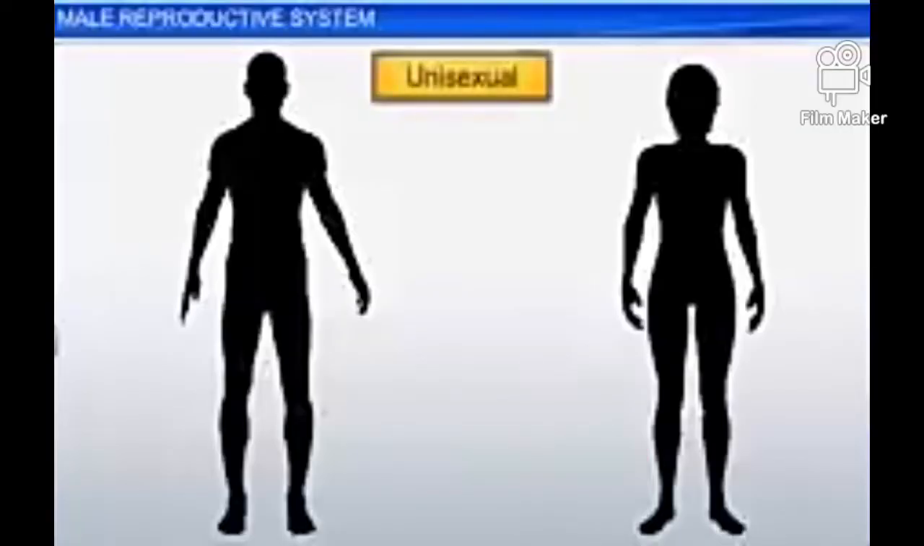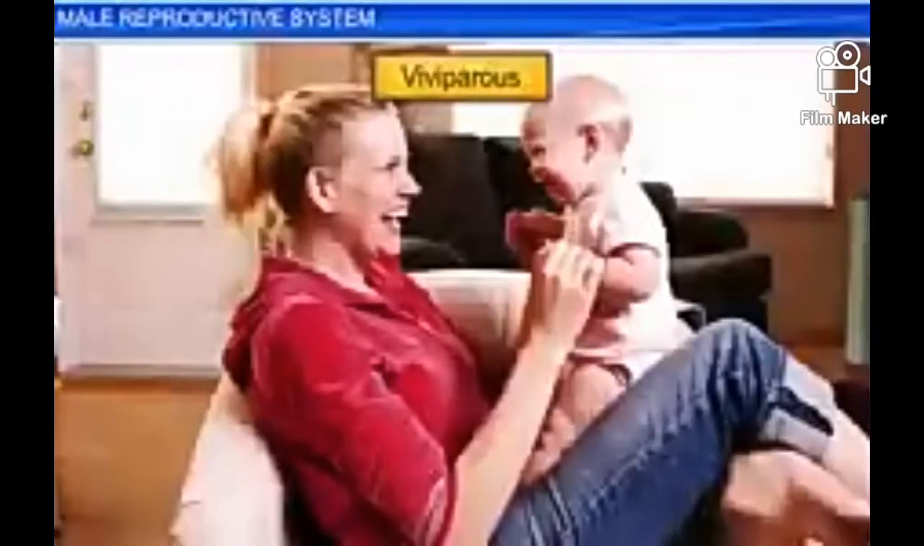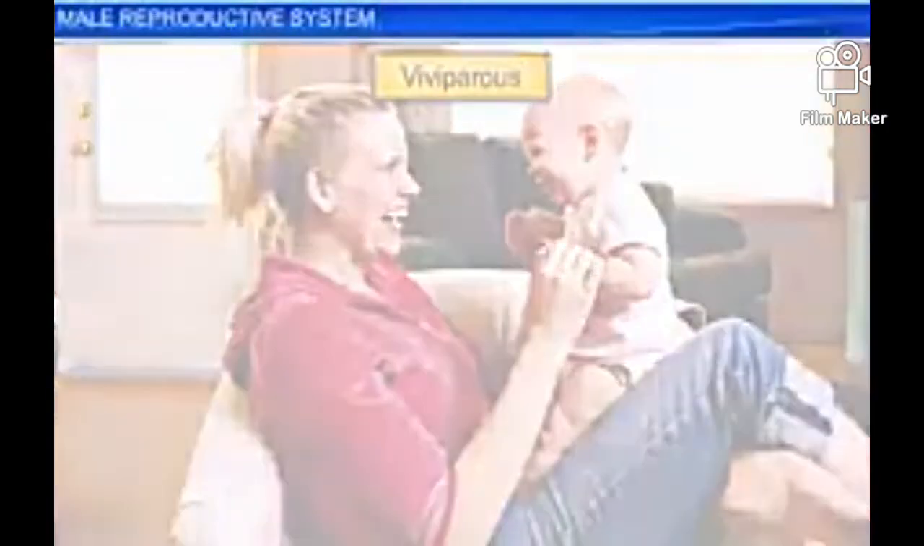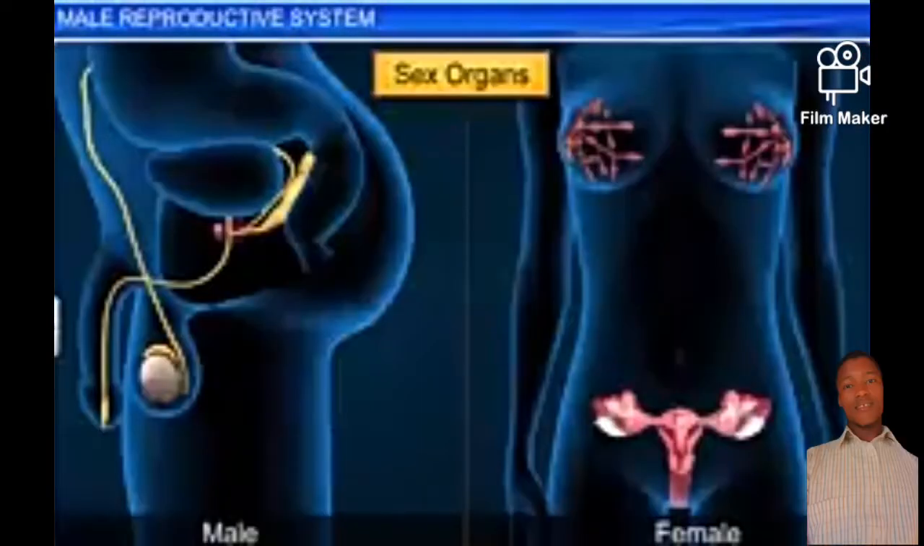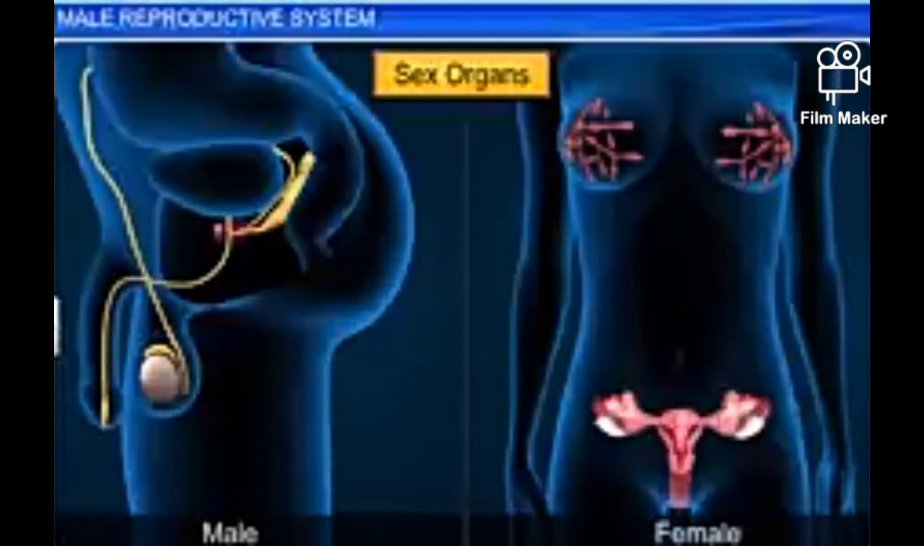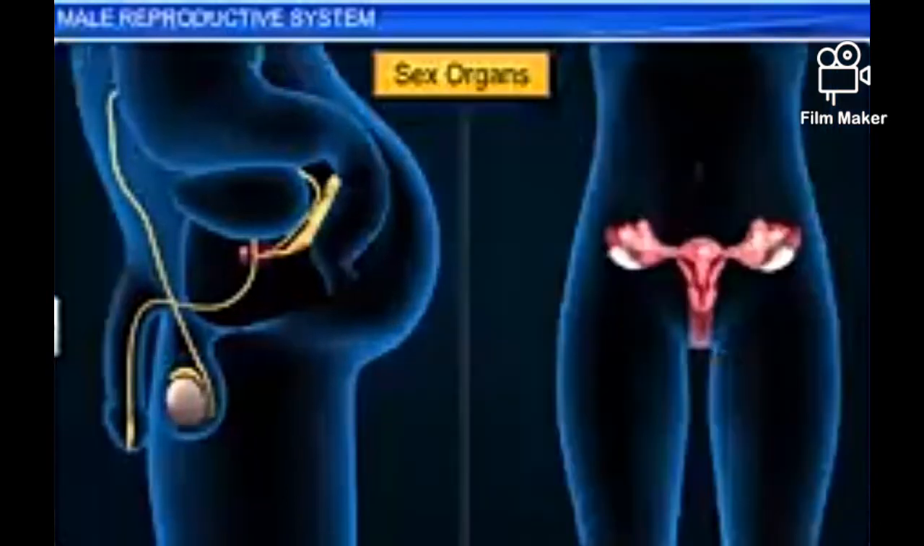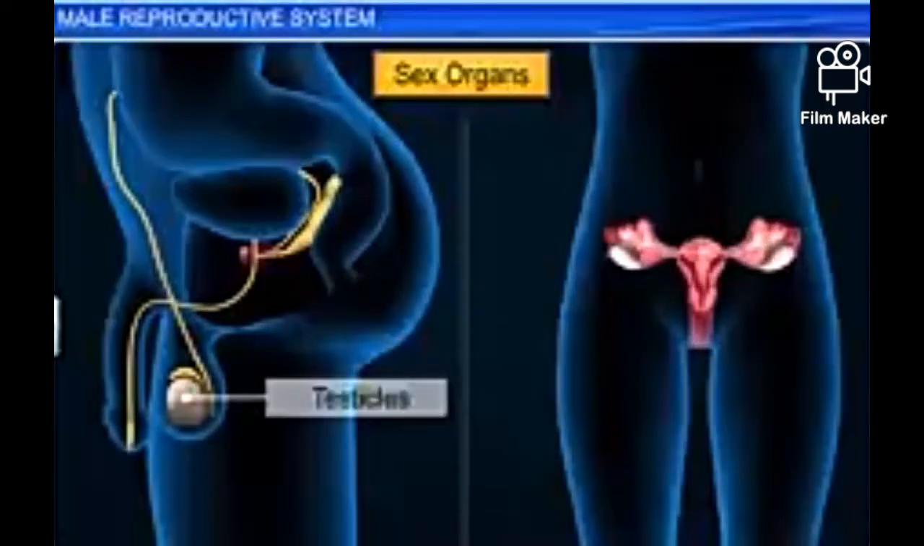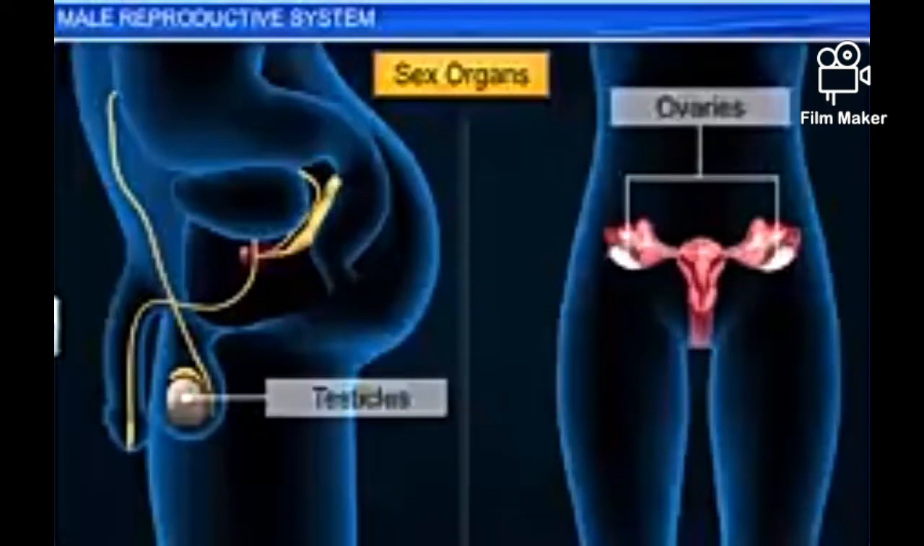In today's lesson we'll talk about the reproductive system. Humans are unisexual and viviparous. The major reproductive organs include the external genitalia, like the penis in males and the vulva in females, along with a number of internal organs including the gamete producing gonads like the testicles in males and the ovaries in females.